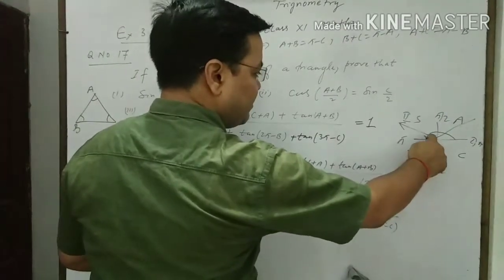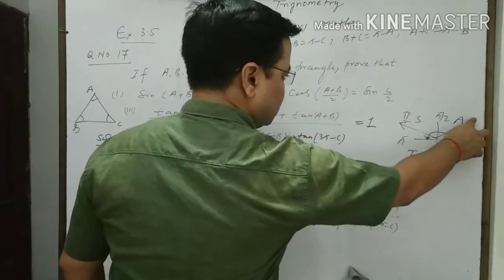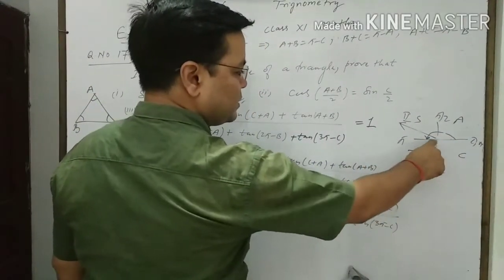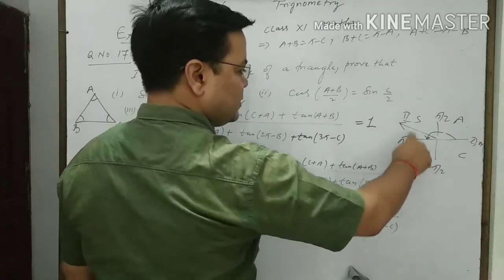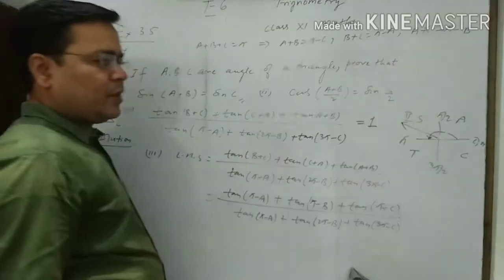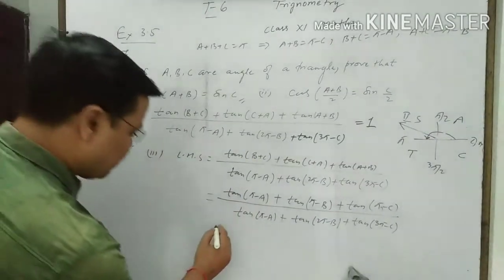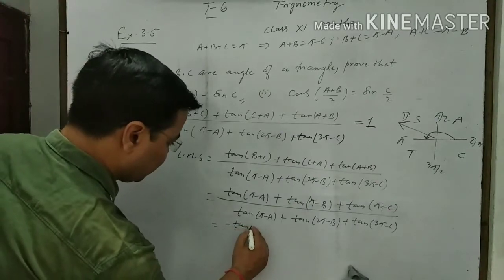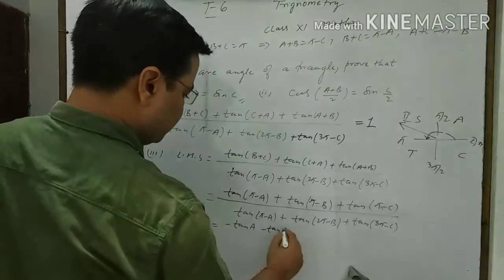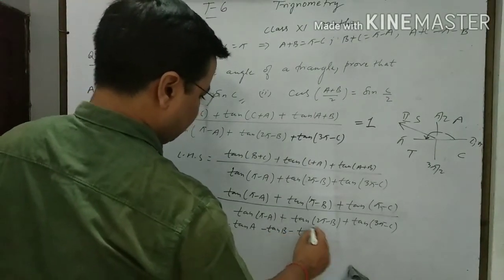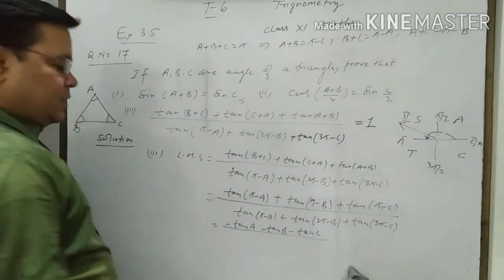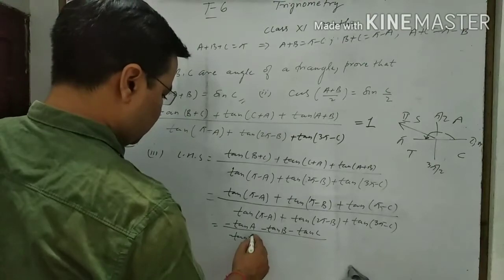So tan(pi minus a): pi up to this, 180 minus a, means the angle will be in the second quadrant, and in the second quadrant only sine and cosec are positive and the others are negative. Therefore it will be minus tan a. Similarly it will be minus tan b, minus tan c. The same concept holds throughout.